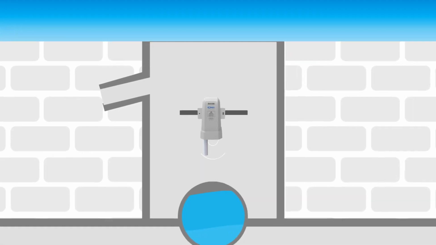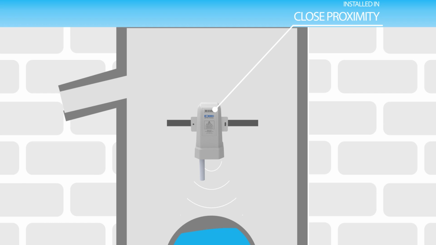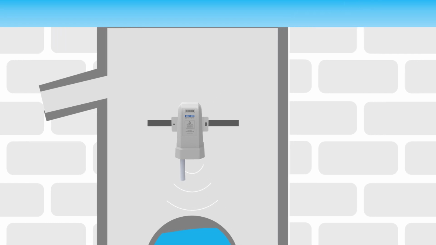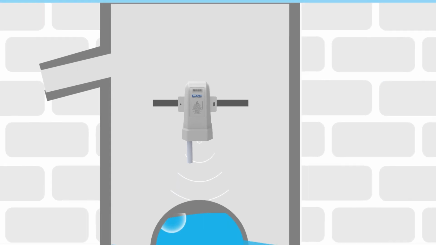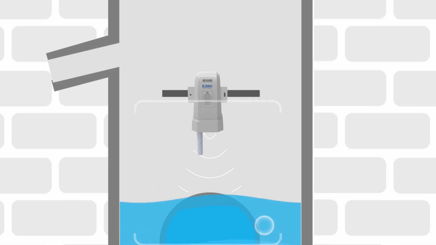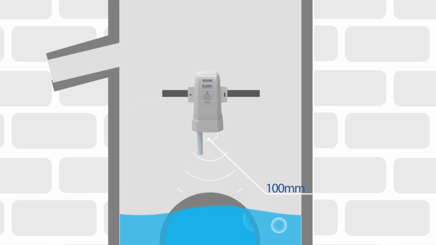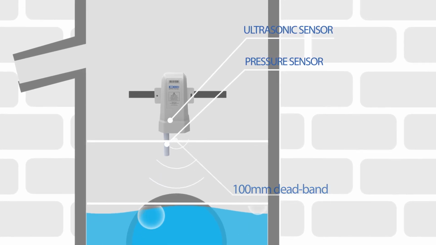The LIDoTT sensor is designed to be installed in close proximity to the liquid being measured. Its ultrasonic beam is narrow and focused, resulting in precise depth measurement. As the water level rises, the ultrasonic sensor measures the water level. Before the water level reaches the uniquely short 100 mm dead band of LIDoTT's ultrasonic sensor, the pressure sensor also starts to measure the water level.